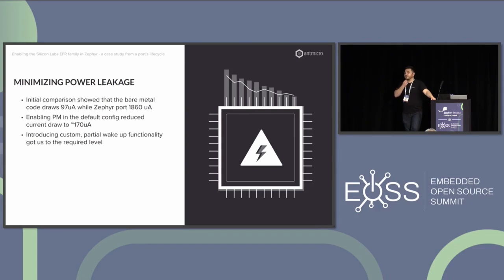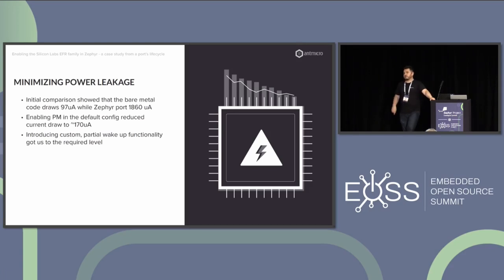The first issue was kind of obvious. The default configuration wasn't even enabling power management, so in Zephyr we were just running full steam ahead. That explains a lot. So we enabled the power management config in the default configuration for the board, and we dropped down to around 170 microamps, which is way better, but still twice as much as the bare metal application.